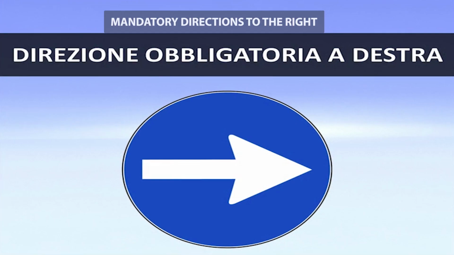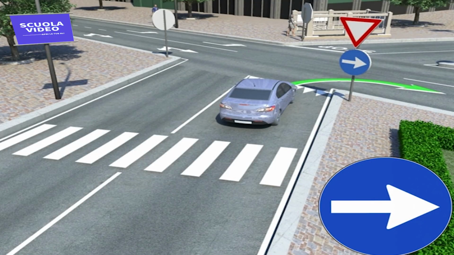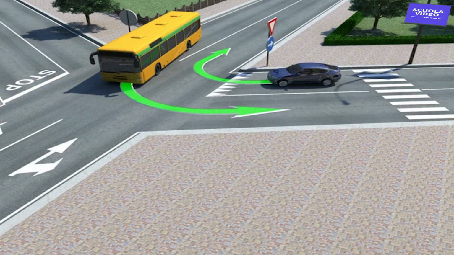Direzione obbligatoria a destra. Mandatory direction to the right. This sign, placed before an intersection, requires you to turn right. It does not allow you to go straight or turn left. We pay attention in the quizzes. It is not a one-way sign, so it does not exclude the possibility of finding vehicles coming from the opposite direction when turning to the right.